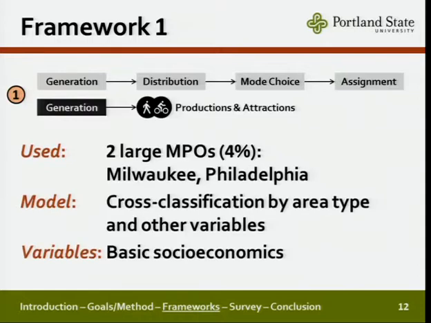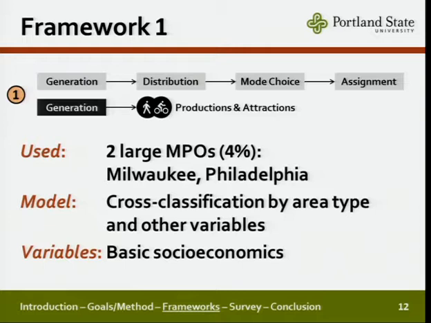So Framework 1 is similar. We have the same 4-step motorized modeling process with a parallel non-motorized process just for trip generation. So what we get are predictions of non-motorized productions and attractions, the number of trips that start here and the number of trips that end here for everywhere in the region. A couple of MPOs do this today, although more of the models in the future use the other frameworks that I'll talk about. The MPOs used to use this framework, some of them.